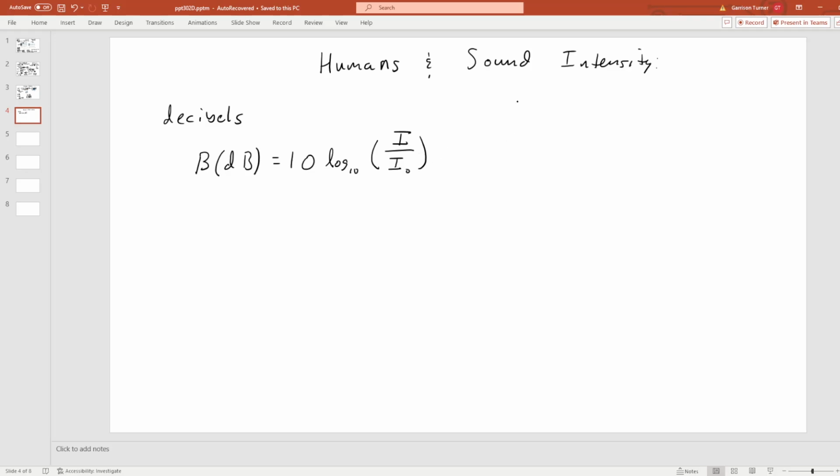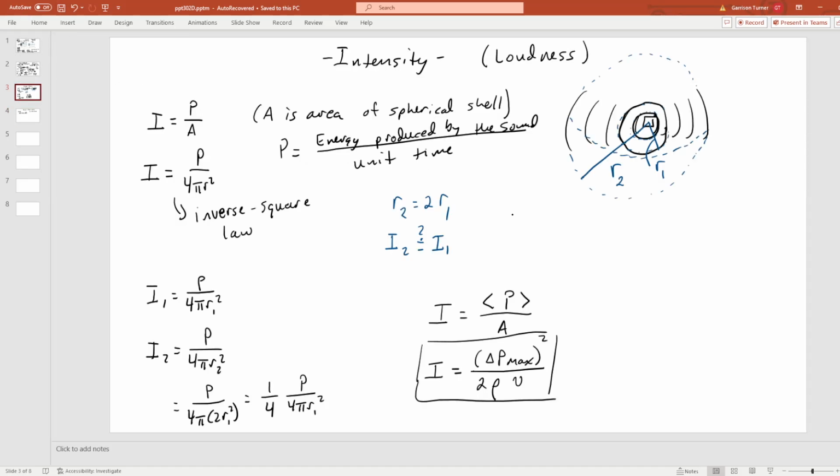Okay, so I naught is what we call the reference intensity. Now, let's actually come back here for just a moment, okay? So if intensity is equal to pressure per area, okay, then this is going to be force per unit area per area. Okay.